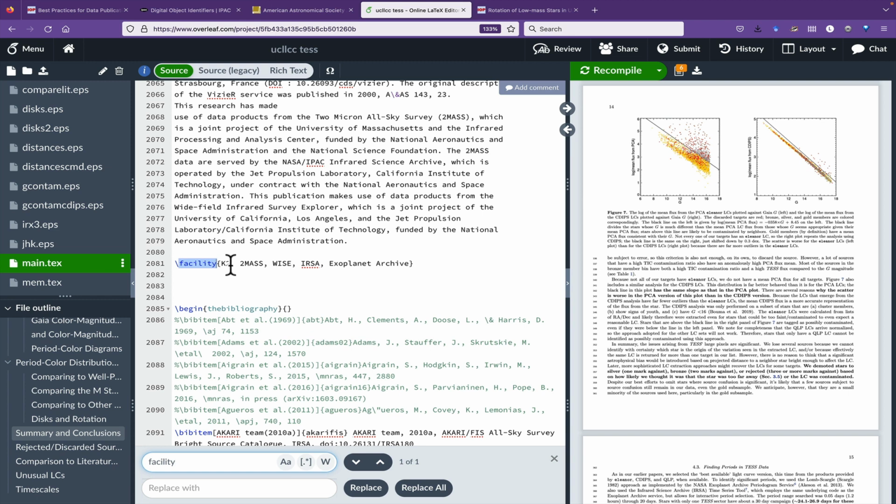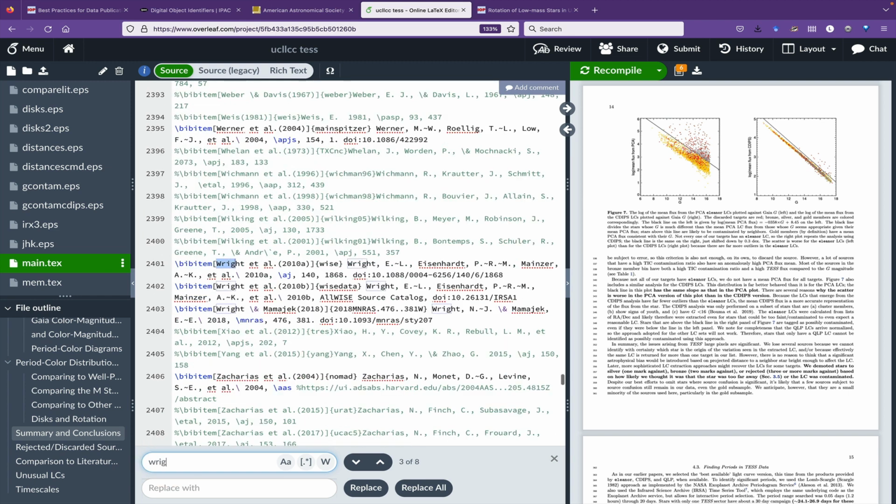In this paper, I used K2 data, but also 2MASS and WISE data, and I used services from IRSA and the Exoplanet Archive, so I cited all of those things using the facility keyword. Now, when it comes time to cite the data, this is where it takes a little bit of careful attention. You have to cite both the journal article, or whatever it is that the data providers want you to cite when you use the data, but you also need to cite the actual data.